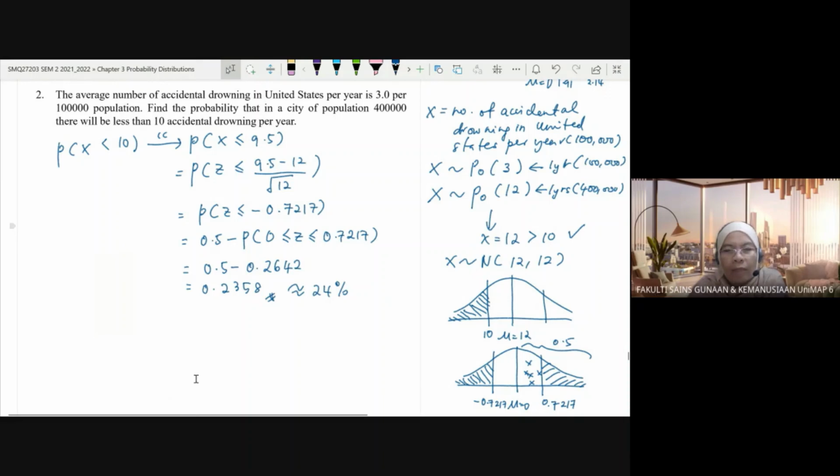So I hope everyone can understand how to use the Poisson approximation for the binomial, the normal approximation for binomial, and the normal approximation for Poisson. So you have three types of approximation. So I hope you all can understand. If you have any problem, you can ask me or you refer to your recorded video.